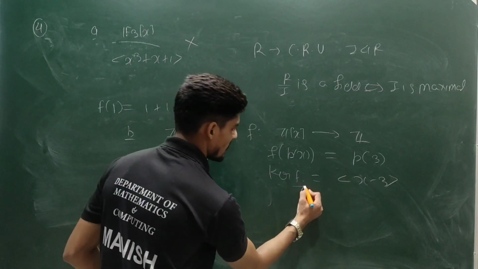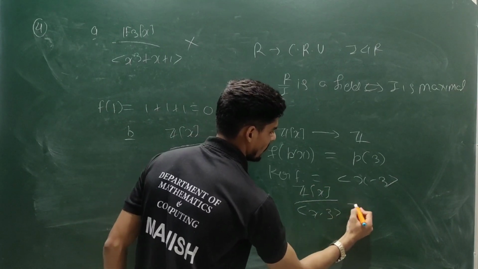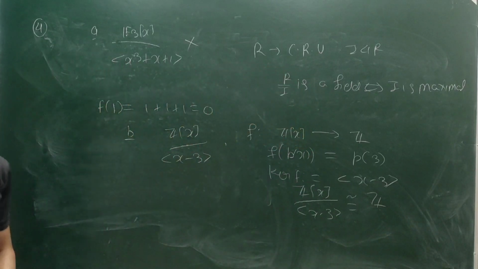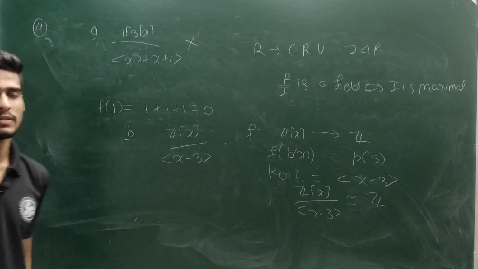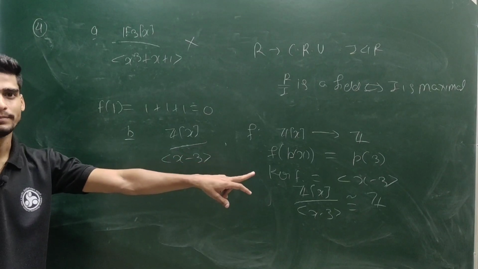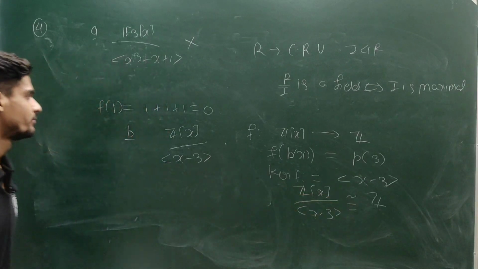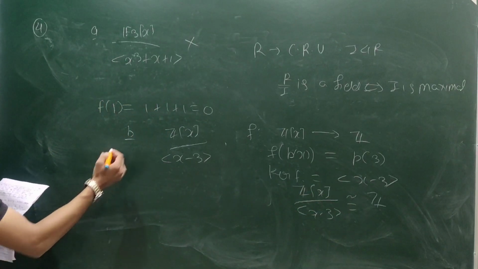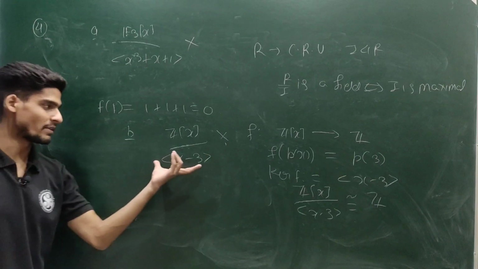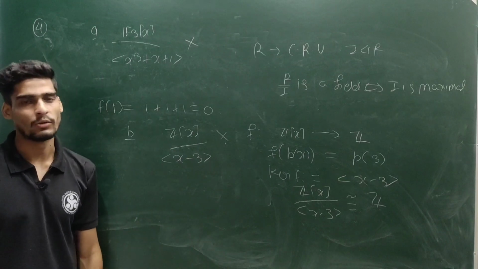So Zx by kernel is isomorphic to the image, but this image will be the whole codomain because of the onto map. So by the fundamental theorem of homomorphism, this is isomorphic to Z, and you know that Z is not a field. So this is not a field. And there are other criteria to show a field. If you take any non-zero element and show that it is not a unit, then also you can do it.